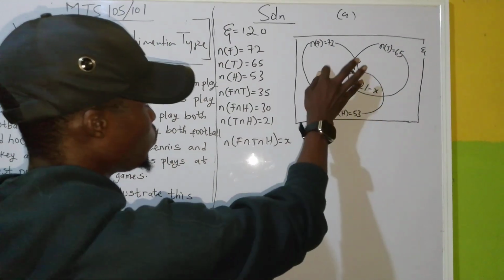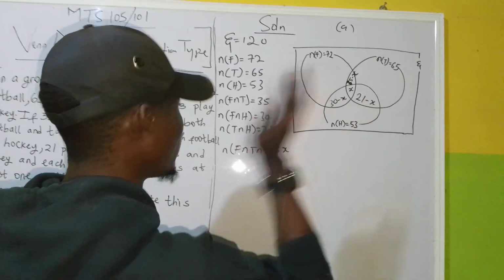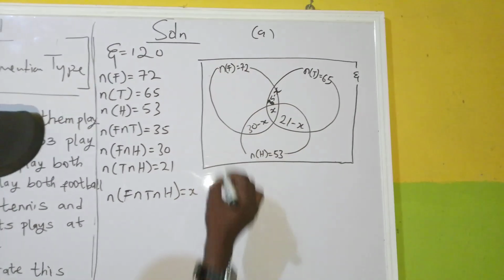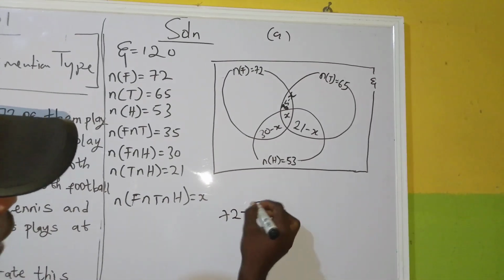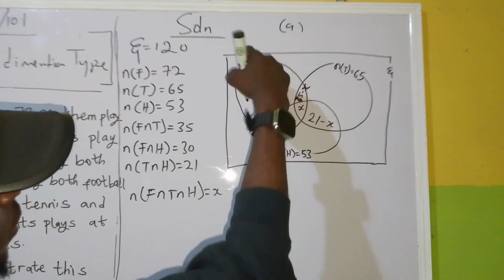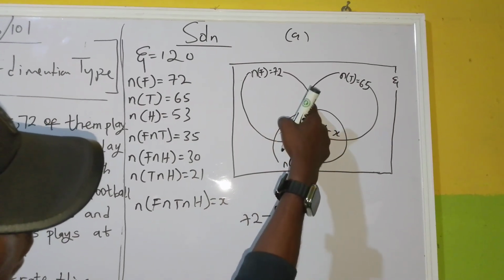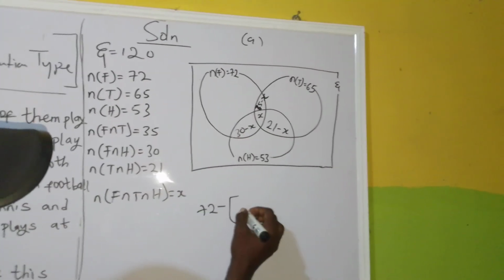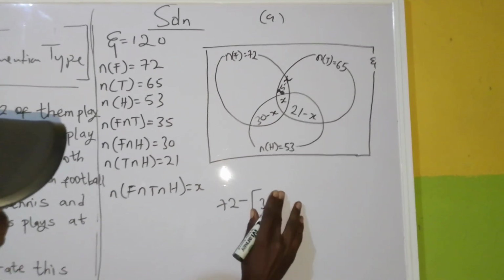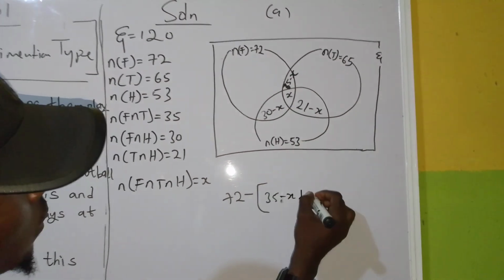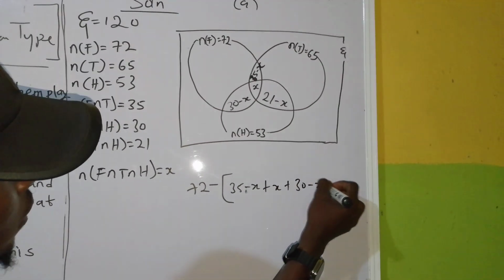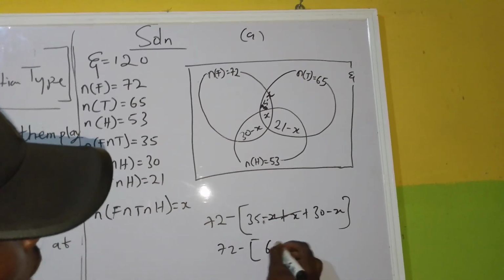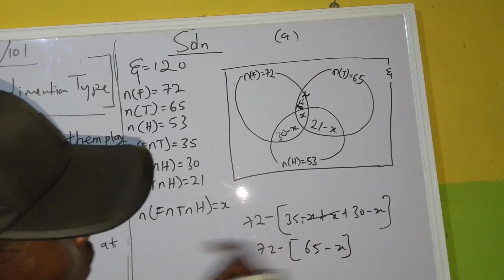So now, to guess what you put inside here, this is the circle of football, that will be 72 minus, 72 is the value of football here. So these are the things inside the circle of football. To get the value you put here, you add all these and remove it from this value. Let's add this: 35 minus x plus x plus 30 minus x. So that's 72 minus, this one is gone, this one is 65 minus x.